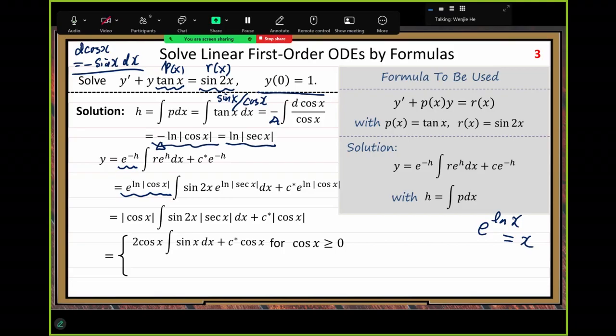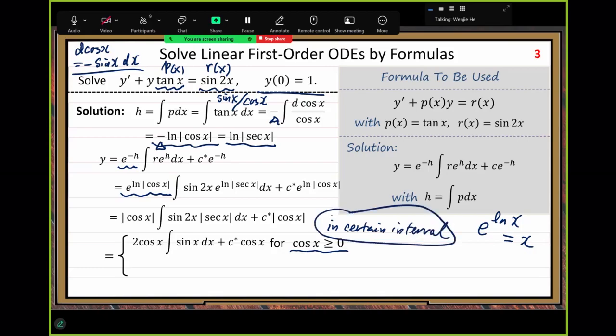Here some students may argue that, to be rigorous, we assume this in a certain interval, because when you take an integral, you need to consider a certain interval. So here we assume that in a certain interval we have cosine of x greater or equal to 0.